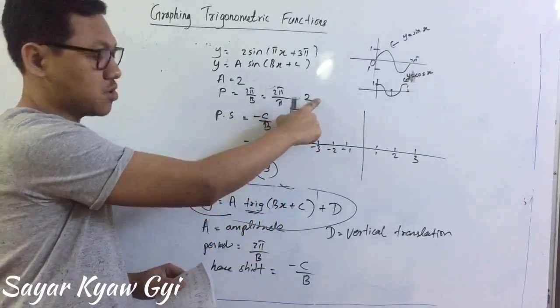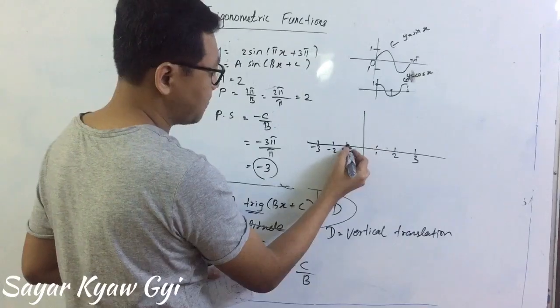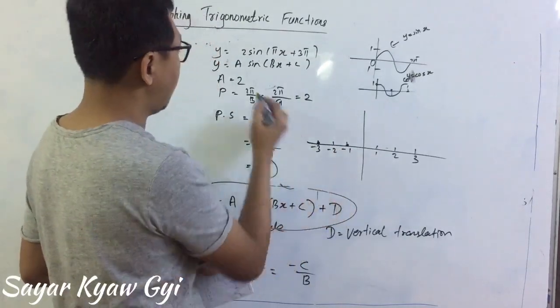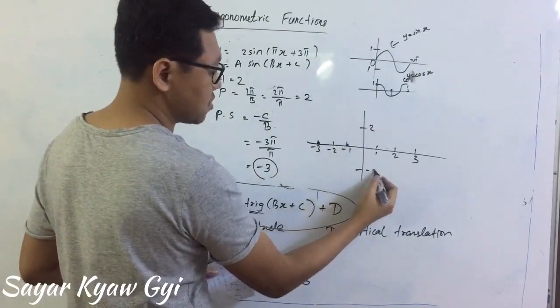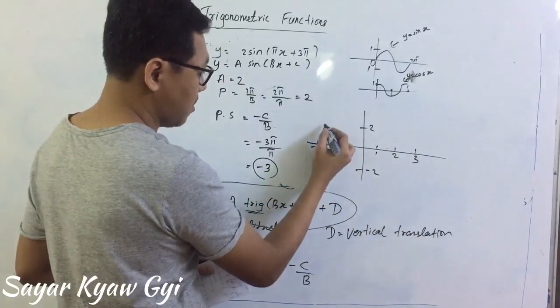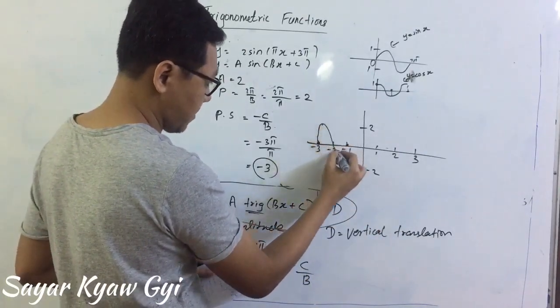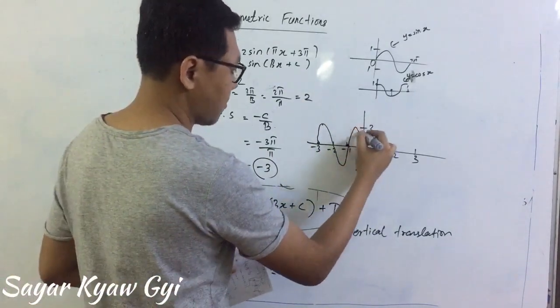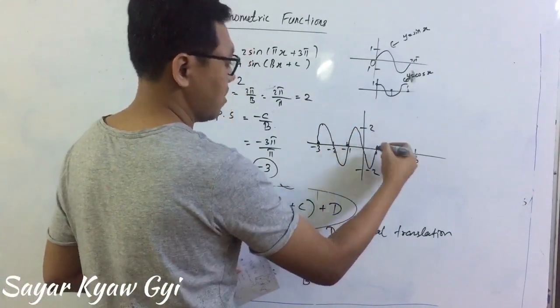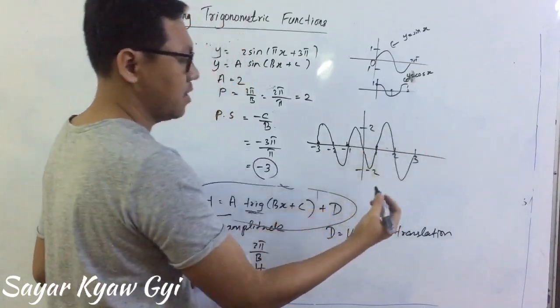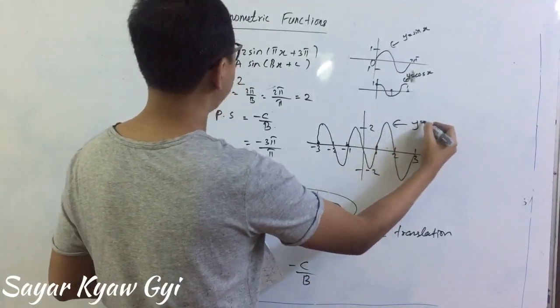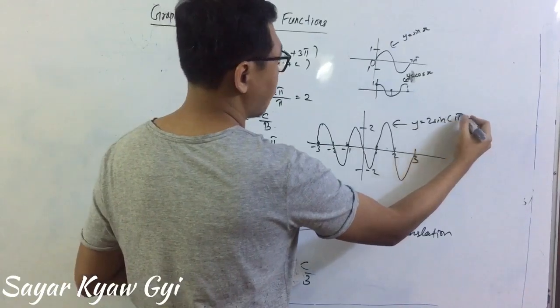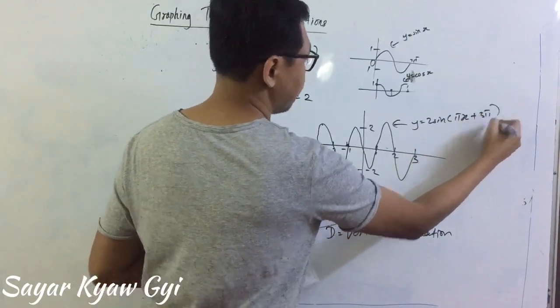It's the period. Period is 2. So it will start here and end here. The amplitude is 2. So it will go here, go up, and like this. That's it. You can continue, and you want to continue up to end here. Okay? So this is how you draw y equals 2 sine(pi x plus 3 pi).